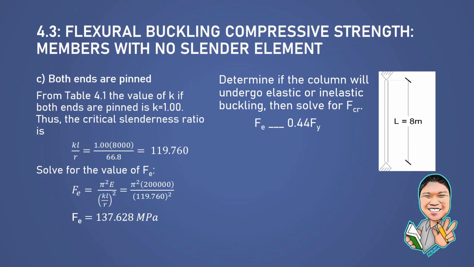Balik ka ulit dito kay Fe na di natin alam kung less than, equal, or greater than 0.44 Fy. So, 137.628 versus 0.44 times 345. This time, 137.628 is less than 151.8. So, ibig sabihin, dahil less than na po siya, mag-a-undergo na yung column natin ng elastic buckling.